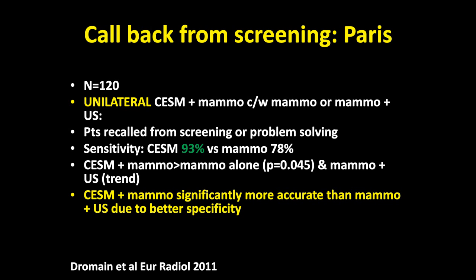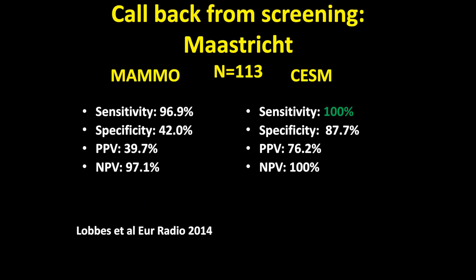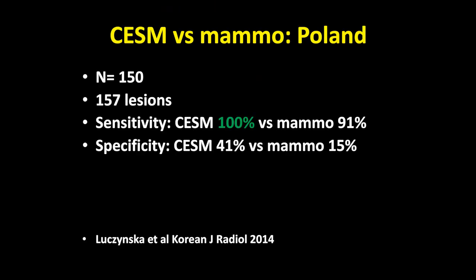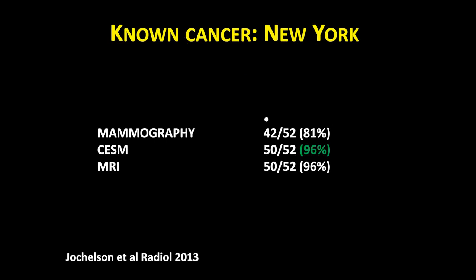Accuracy was significantly better using contrast mammo compared to mammo plus ultrasound because the specificity of contrast was so good. Mark Loebs from the Netherlands also demonstrated excellent sensitivity and specificity using contrast compared to mammography alone. The sensitivity is very good, keep in mind, because these are already women with abnormal mammograms. The group from Poland also demonstrated superb sensitivity using contrast mammo. Their specificity wasn't great with contrast, but it wasn't great without contrast, so this definitely improved as well.